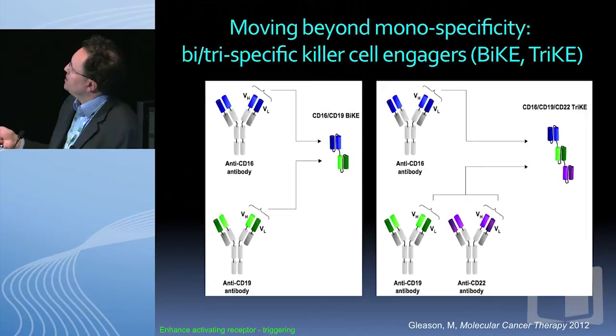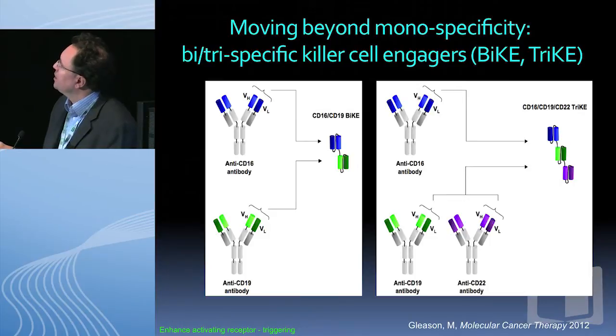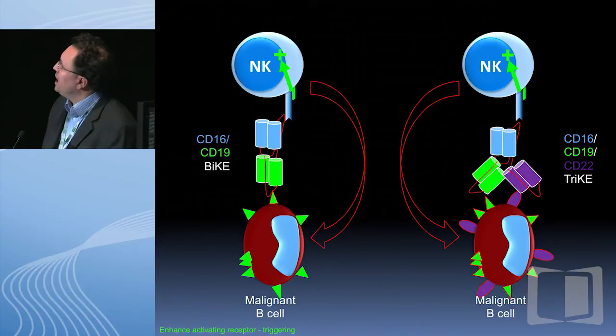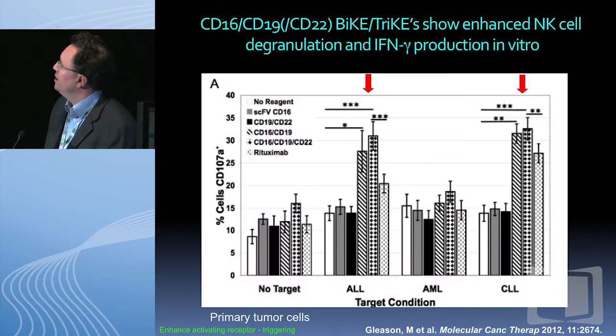Moving beyond monospecificity, additional types of antibodies are in development that seek to even better target NK cells to lymphoid malignant tumor cells. So here there are bispecific and trispecific, or BiTEs and TRIKes, that have been developed that utilize the single-chain FV of an anti-CD16 antibody and the single-chain FV of a CD19 antibody. These are put together, and there's also a triple version that includes CD22. And what this allows is a high-affinity interaction of this reagent with the Fc receptor and redirects the lysis of these NK cells against CD19-positive tumor cells.